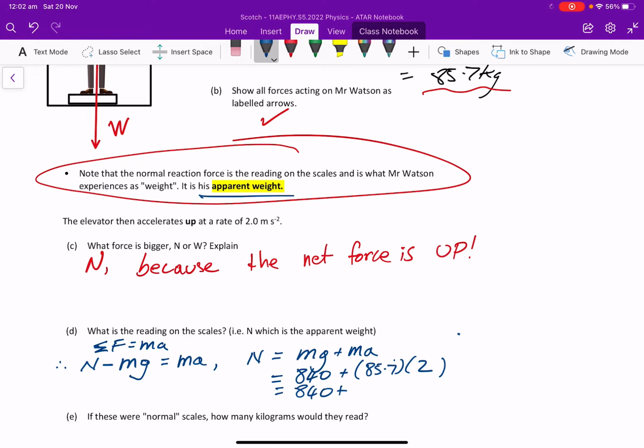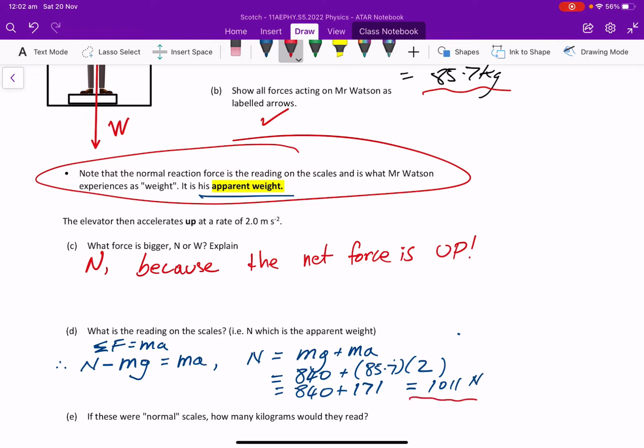Okay, 85.7 times 2 is, so it's an extra 85.7 times 2. It's an extra 171 newtons. And of course, that's going to come out to be about 1011 newtons. So that's what those scales will read when I'm accelerating up.